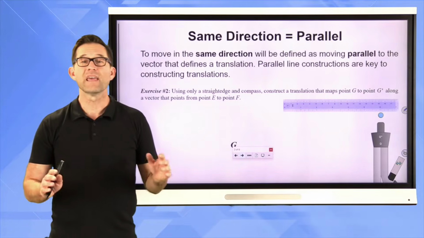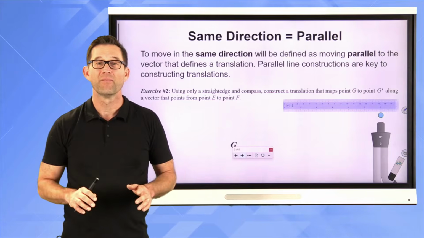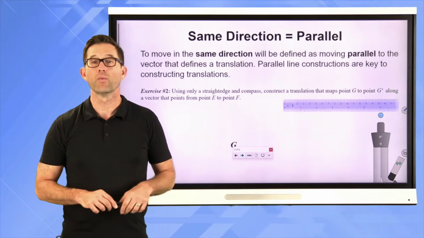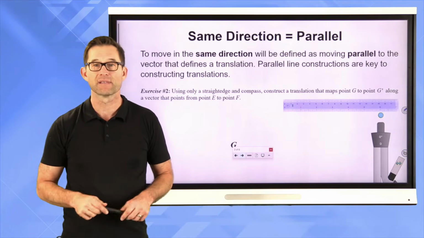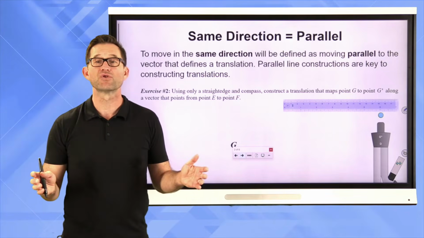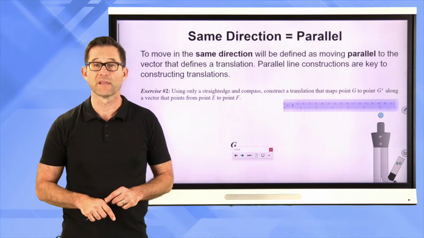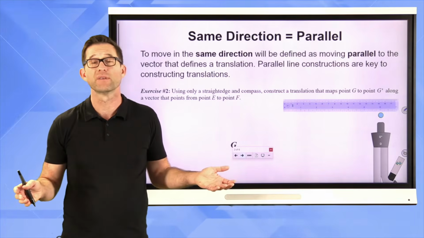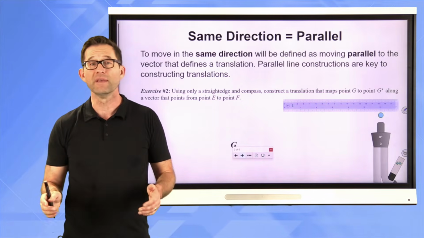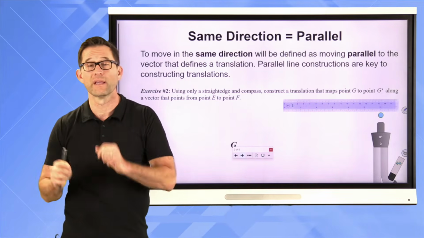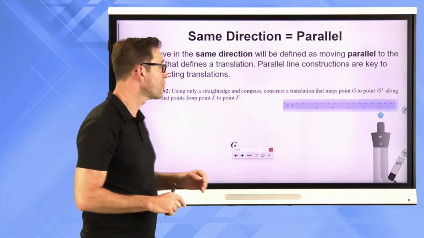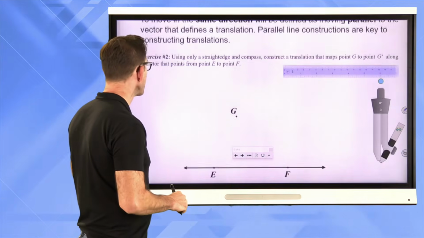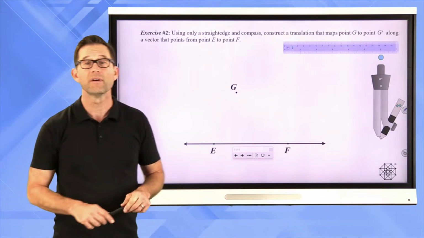All right, same direction equals parallel. To move in the same direction will be defined as moving parallel to the vector that defines a translation. Parallel line constructions are key to constructing translations. In fact, they're the hardest part of constructing a translation. The final piece is just measuring how long the translation is, and we do that with a single arc. So let's get a little practice at translating a point a certain distance.